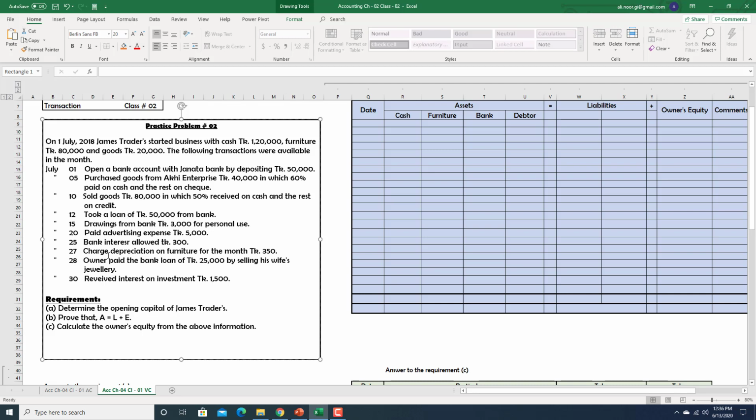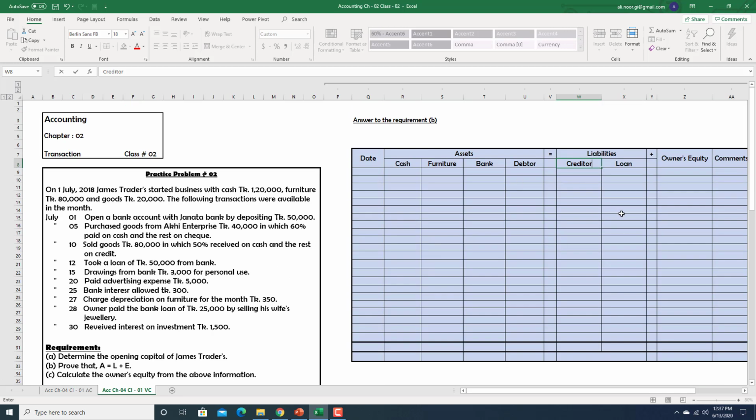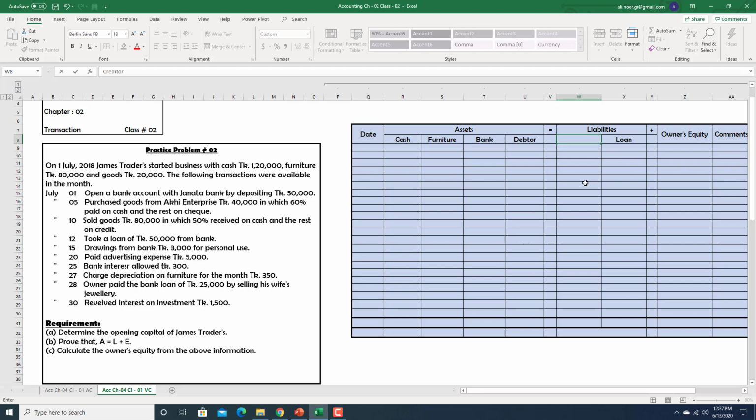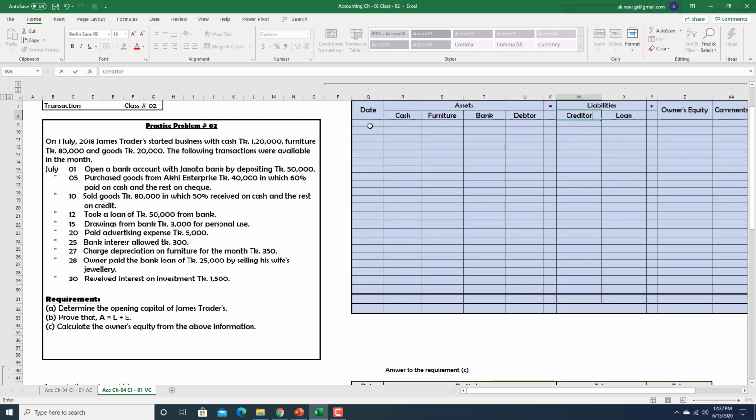So let's find liabilities. There are no creditor accounts, but we have bank loan on July 12. Here it is. So we have to write bank loan here. Let's write it loan only, and here we have to write creditor, just to maintain the format. And let's start to input the math.